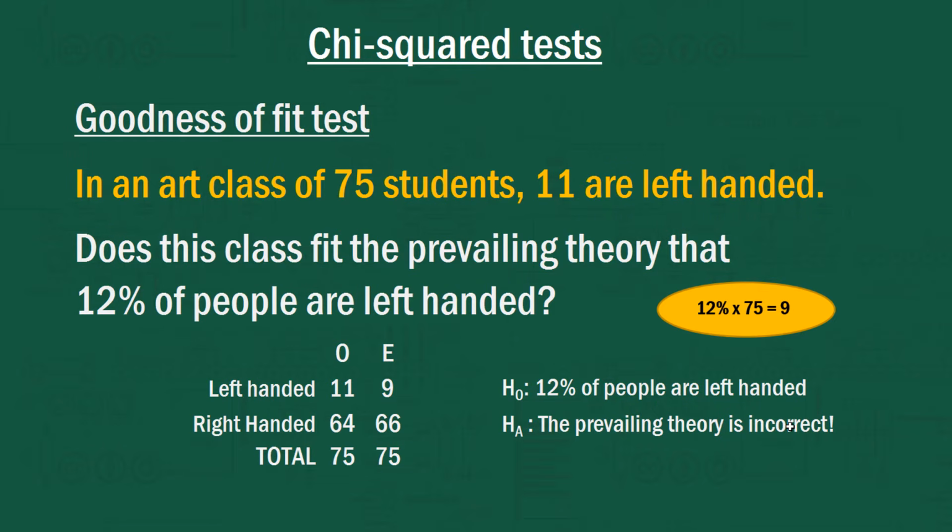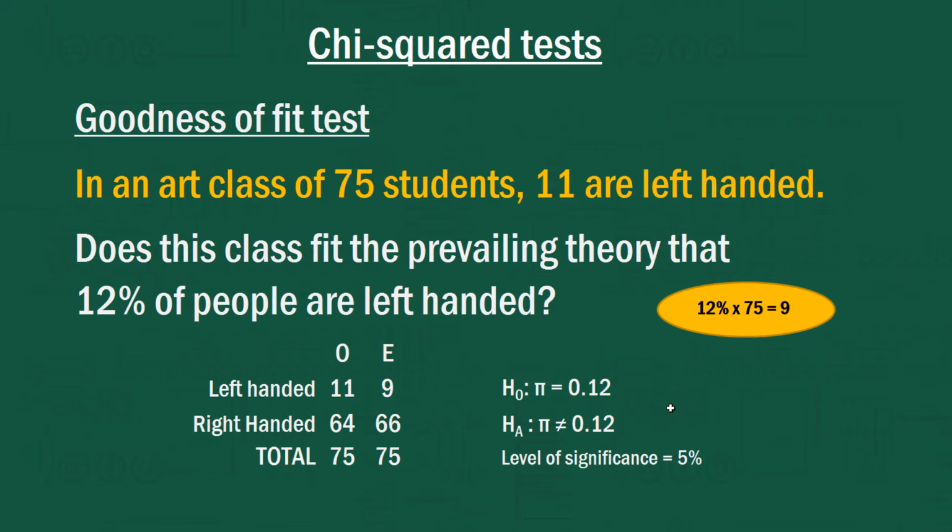In other words, if we were to write this statistically, pi, which is the population proportion, is equal to 12% or 0.12. That's going to be our null hypothesis. And our alternate hypothesis is that some other proportion aside from 0.12 is in fact the true proportion.